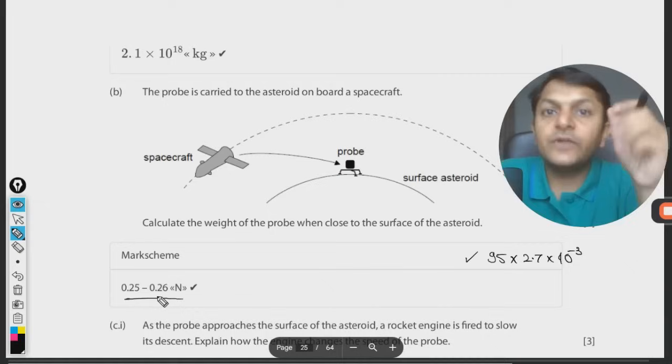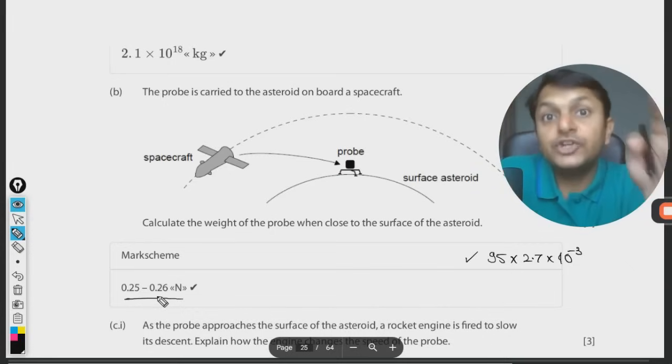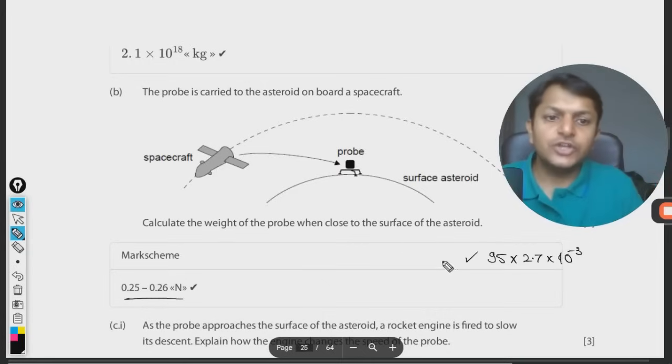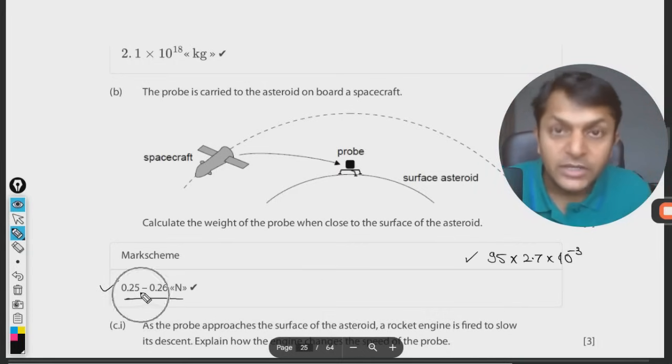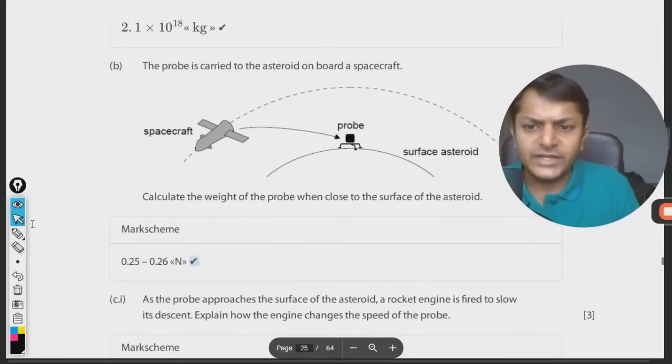See, there is a principle of rounding off in IB. Whenever you round off, the answer should be given in two significant figures. That is why you always round it off. So whatever is the answer, you just round it off and it will come within this range. So that's absolutely correct, absolutely easy. Let's go for the next question now.